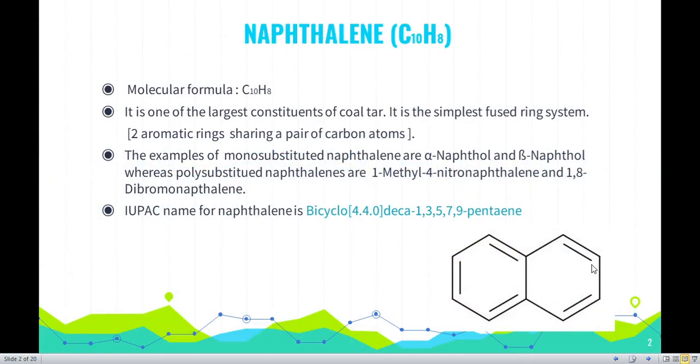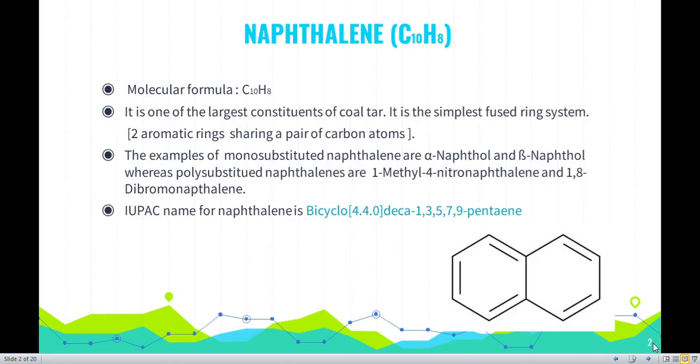Good morning everyone. I am Shweta and I am going to tell you about the structure and uses of naphthalene. The molecular formula of naphthalene is C10H8. It is one of the largest constituents of coal tar. It is the simplest fused ring system in which two aromatic rings share a pair of carbon atoms.